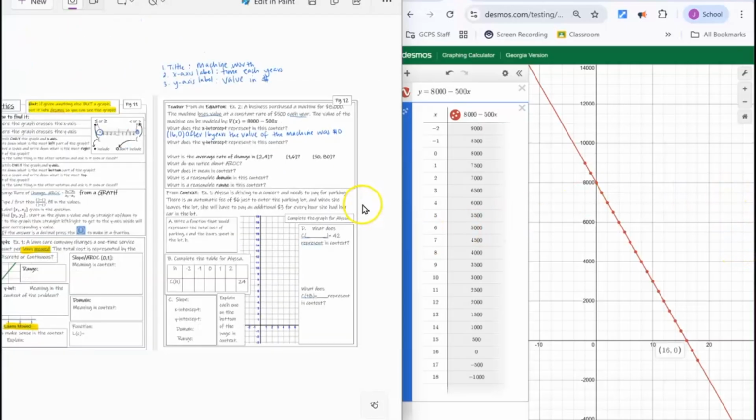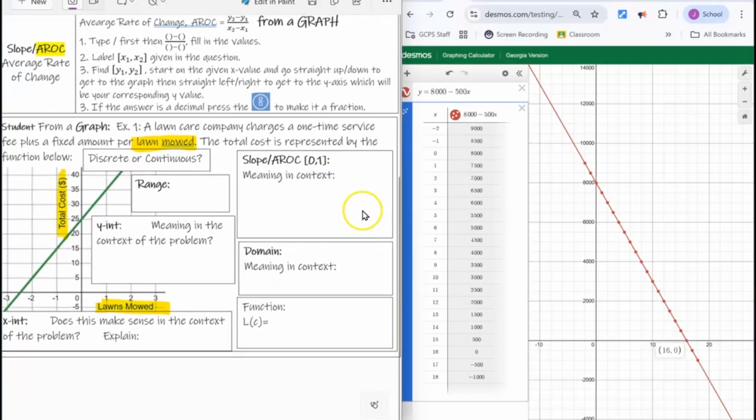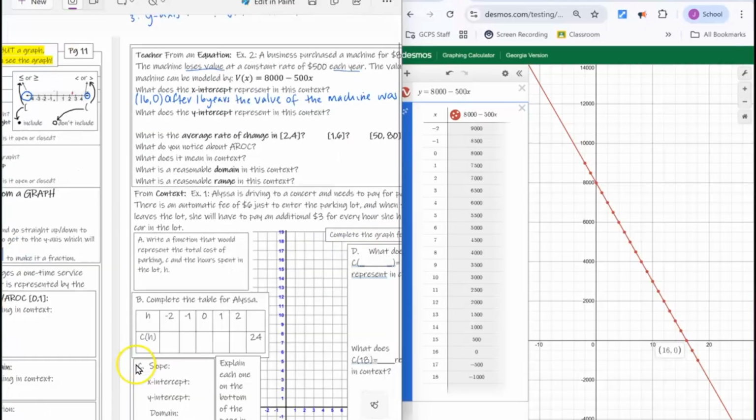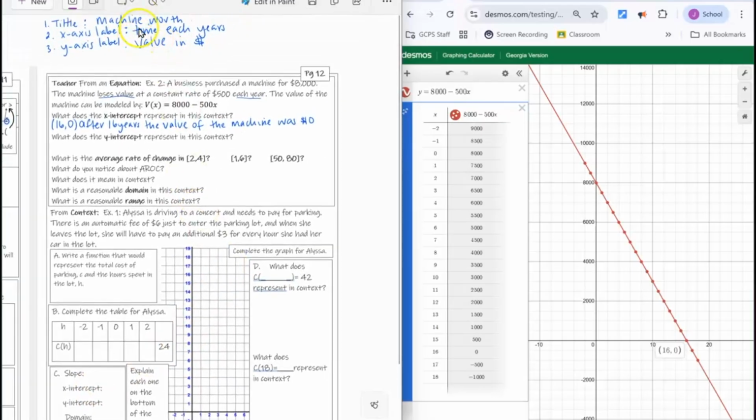All right, so again, for you, you're going to come and tell me what is your x-intercept. So it's down here. What is your x-intercept? Go ahead and write the coordinate. Does this make sense in the context of the problem, for whatever that means? And you can estimate the x-intercept. That's fine. Just explain what you think. So again, just thinking what it means once you have your three things.